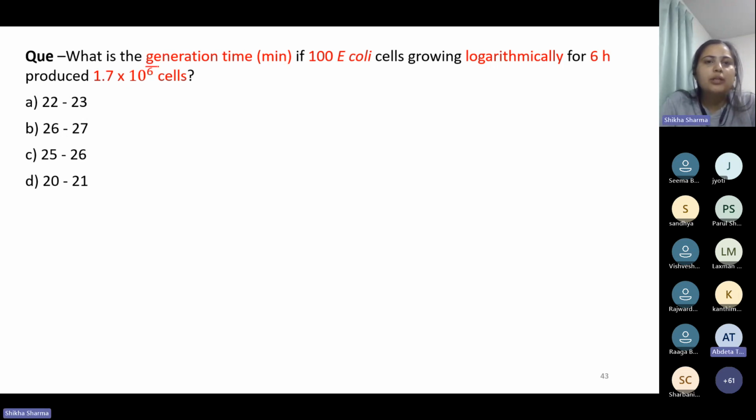So what is the generation time if 100 E. coli cells growing logarithmically for 6 hours produced 1.7 into 10 to the power 6?